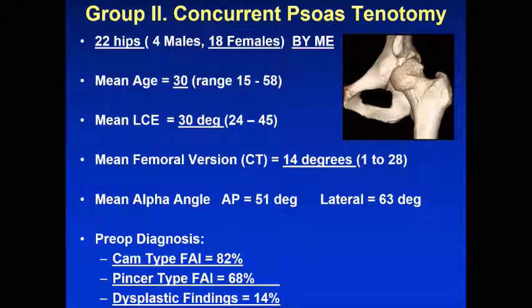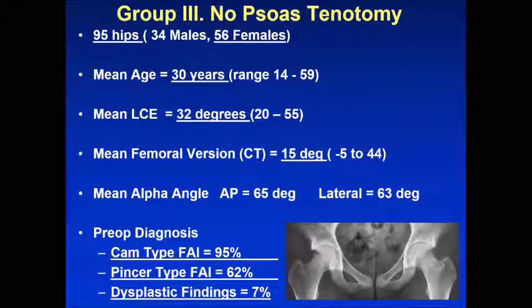In Group 2, with a concurrent psoas tenotomy, again, I performed all of these psoas tenotomies in these revisions. There were 22 hips, the majority females. The mean age was 30, the mean lateral center edge angle was 30 degrees, and the mean femoral version was 14 degrees. So I think I was careful to look at version when these psoas tenotomies were performed. The majority had CAM-type FAI, again about two-thirds had pincer-type FAI, and 14% had some dysplastic radiographic features.